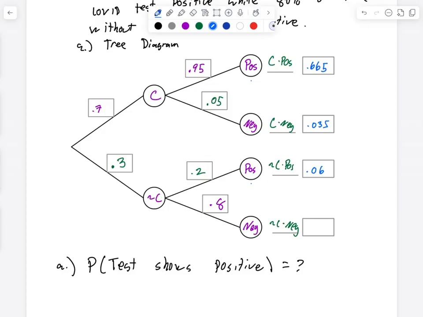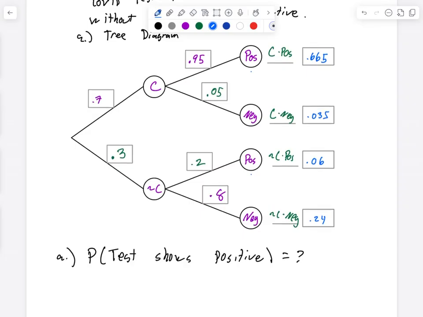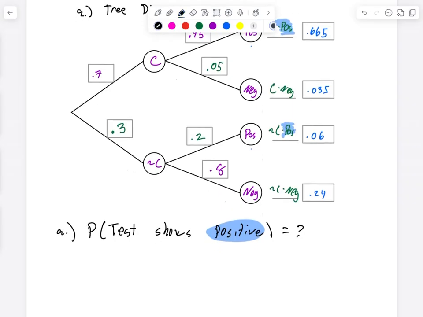All right. So this first question right here, what is it? Test shows positive. Which ones are we looking at? As you saw, we're just going to add those numbers together. 0.665 plus 0.06 gives me what, Sam? 0.671. So that's question B. Now here's the last question we're adding and we're done. And then we can work on the homework after this.